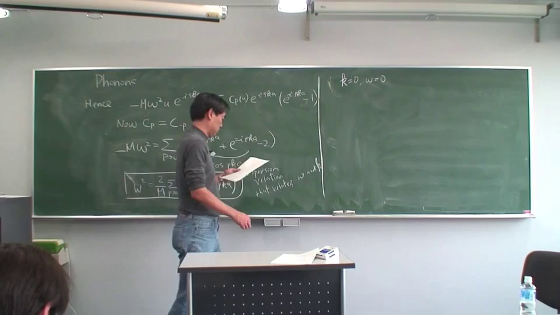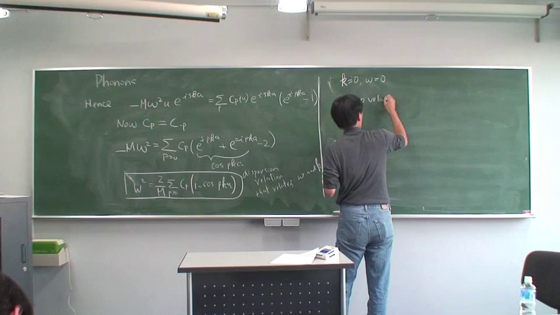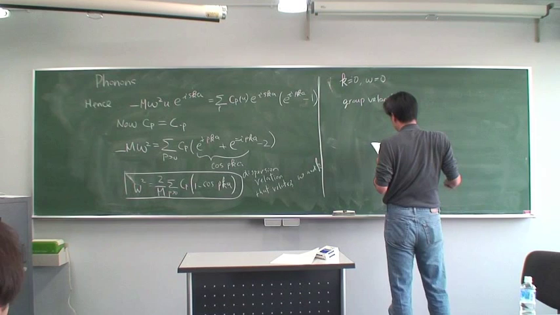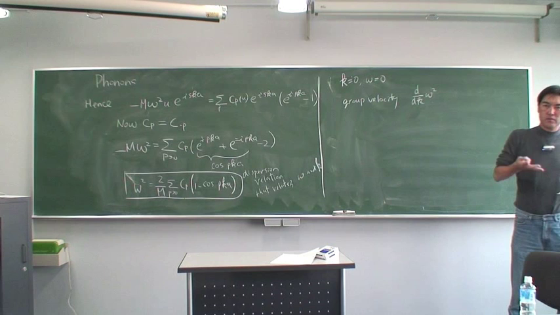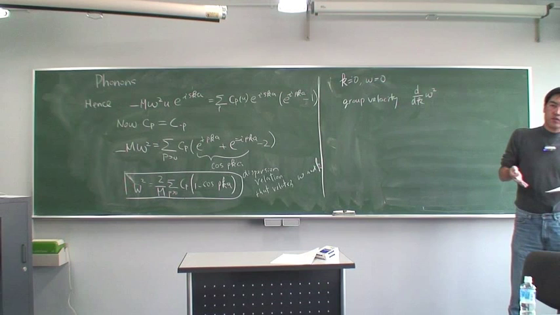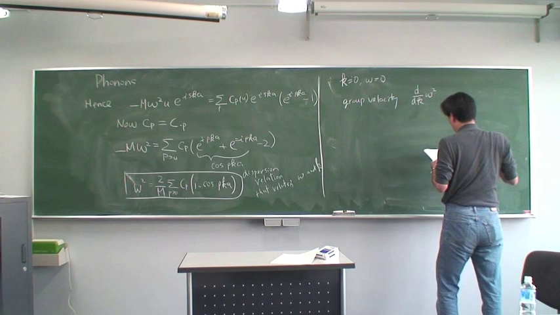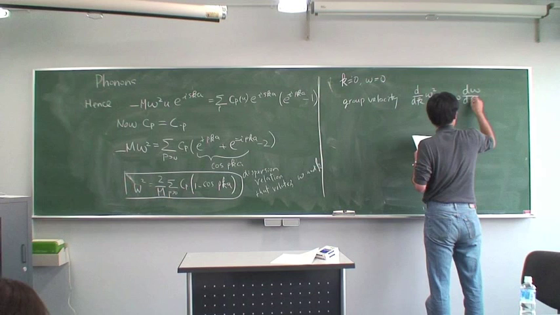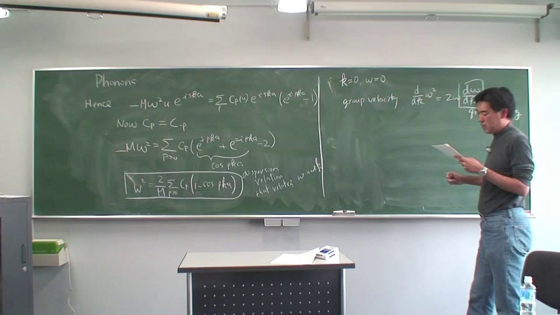And at this point, let's find group velocity. Group velocity means how fast the phonon or lattice vibration is propagating. That's given by d/dk of omega. Just like a band diagram, you take a slope, and that's a group velocity. The band diagram slope was the group velocity of the electron. In this dispersion, we have the group velocity given by this, and that becomes 2ω dω/dk.